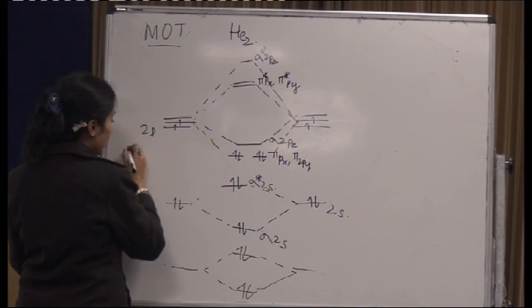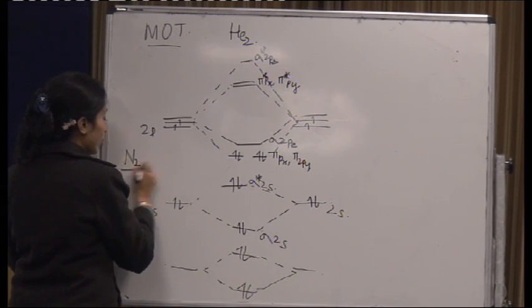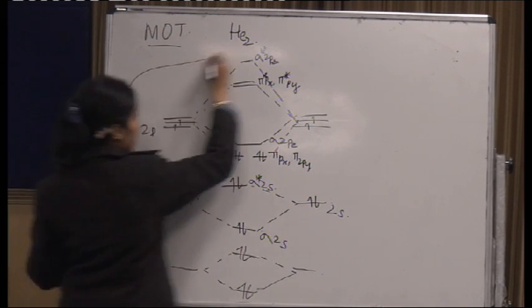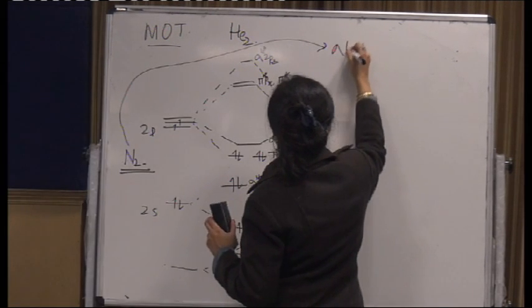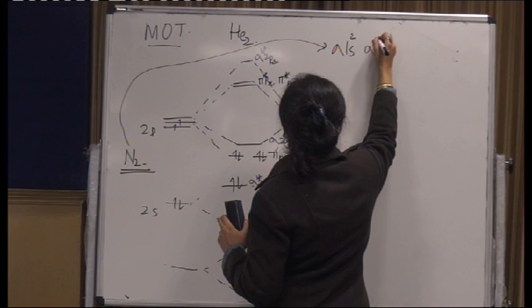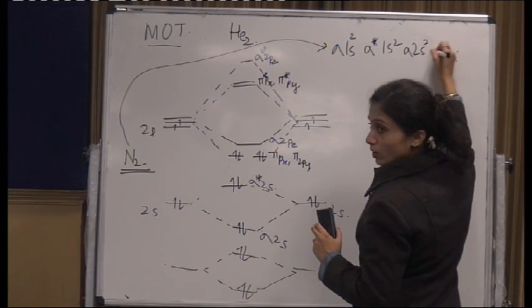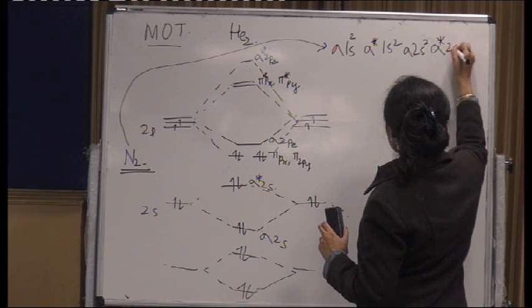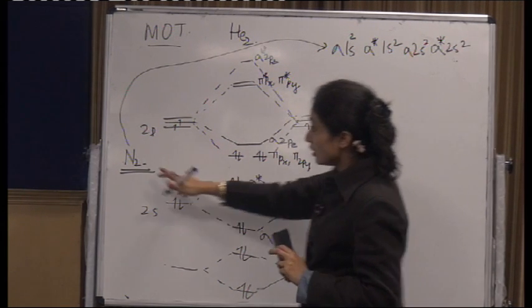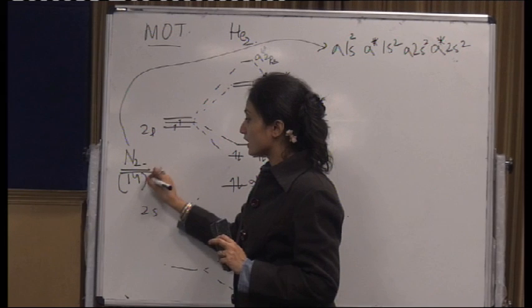Now I am asking you to write down. And how do you write down the molecular orbital configuration? Like for N2, you will be writing sigma 1s2, sigma star 1s2. Then you will have sigma 2s2. Then you have sigma star 2s2. How many electrons total? You have 7 plus 7, 14 electrons.